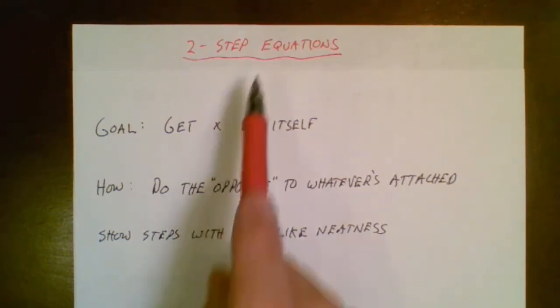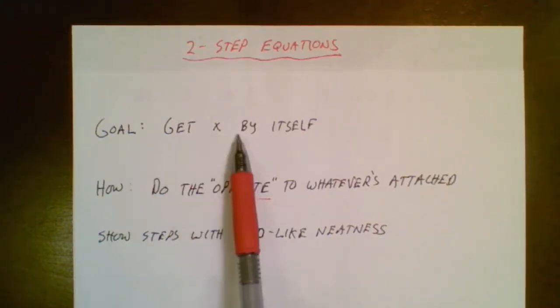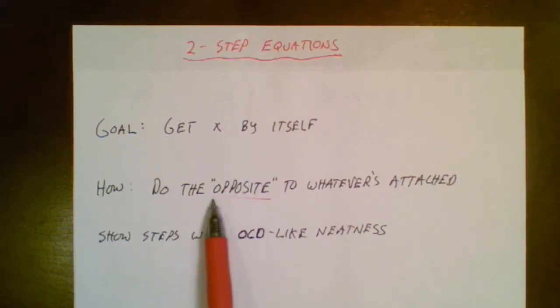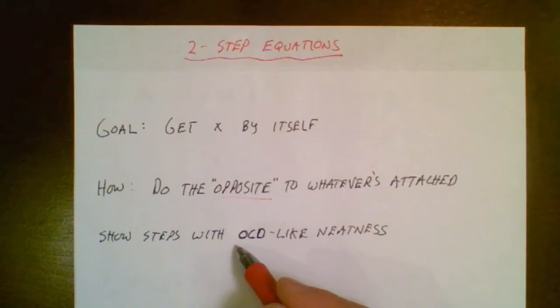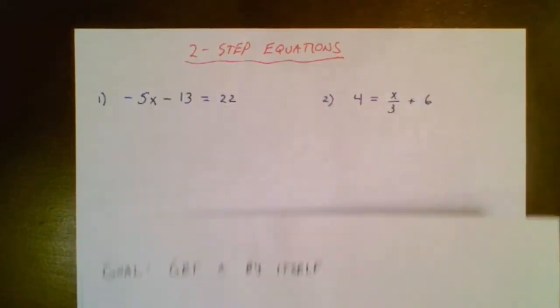We're going to look at solving two-step equations, which is going to be just a little extra step from your one-step equations. Your goal is still to get x by itself. You're still going to do it by doing the opposite to whatever's attached. And the more you have OCD-like neatness, the better off you're going to be when you do these problems. So let's take a look.